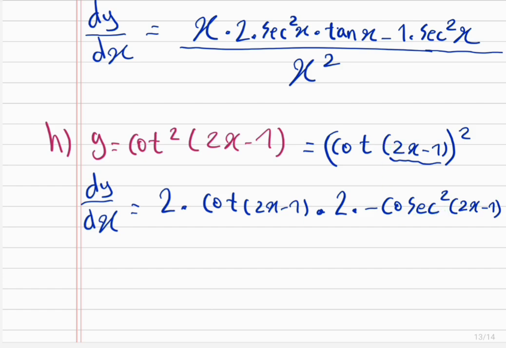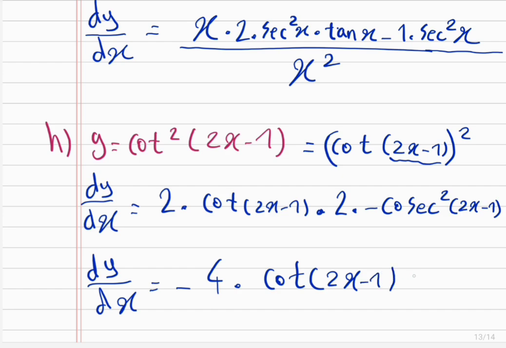That's how we got each of these parts, and we can simplify this to make it look slightly nicer, which is going to be 2 times 2 and then times minus, so minus 4 times cot 2x minus 1 times cosec squared 2x minus 1.